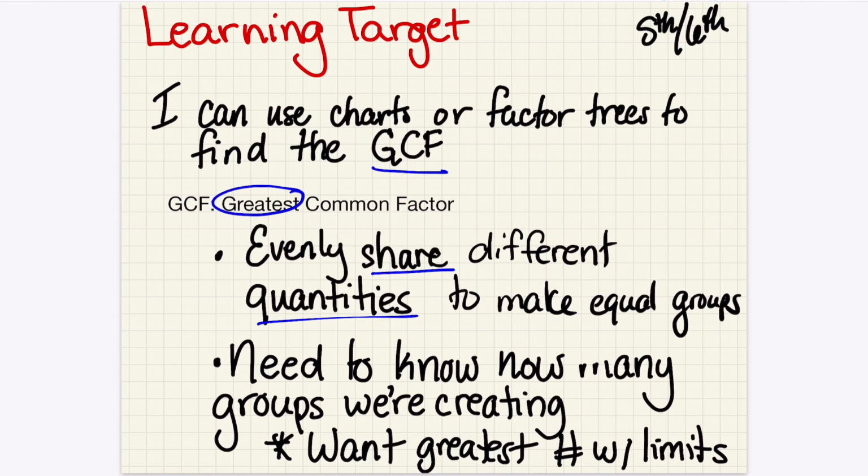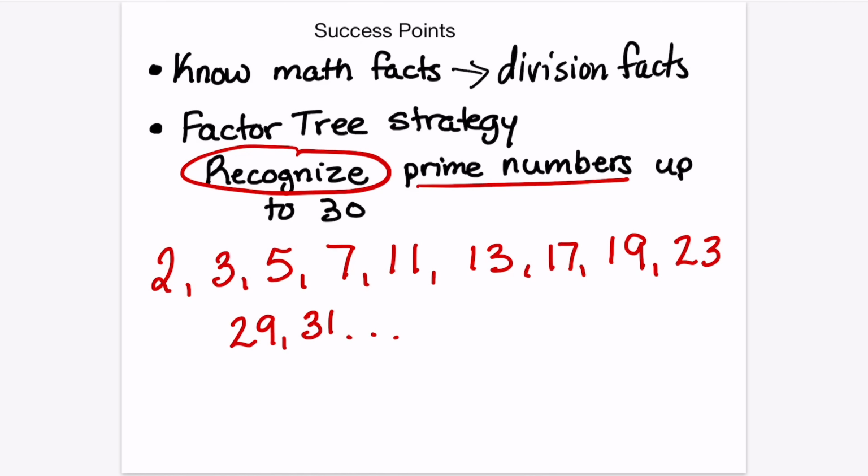But in this situation, what if I have two different quantities and I want to somehow divide them up but make equal groups? So what if I want equal groups, but I want the same number of items in each group? So I might have different numbers of each one, but I want to make sure everyone has the same. And another thing to know is I want to know how many ways I can create this group. How many groups can I make? What's the most I can get with a limit? So with greatest common factor, I have a limited quantity and I want to make the most possible groups with what I have.